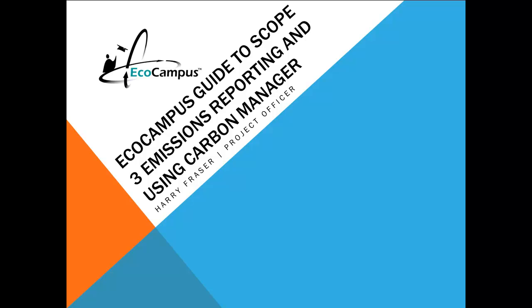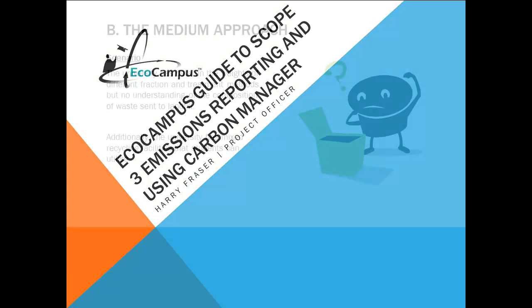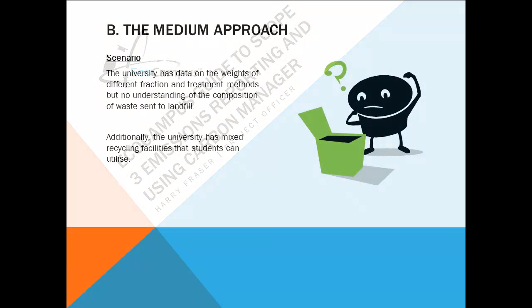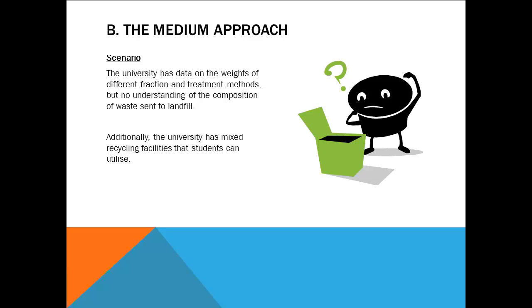Welcome to the EcoCampus guide to using Carbon Manager for reporting on carbon emissions using the medium and detailed waste tiers from the residential and non-residential estate. So here's the medium scenario. The university has different data on the waste fractions but no understanding of the compositional breakdown of the waste sent to landfill. The university also has some mixed recycling facilities in the student halls of residences.